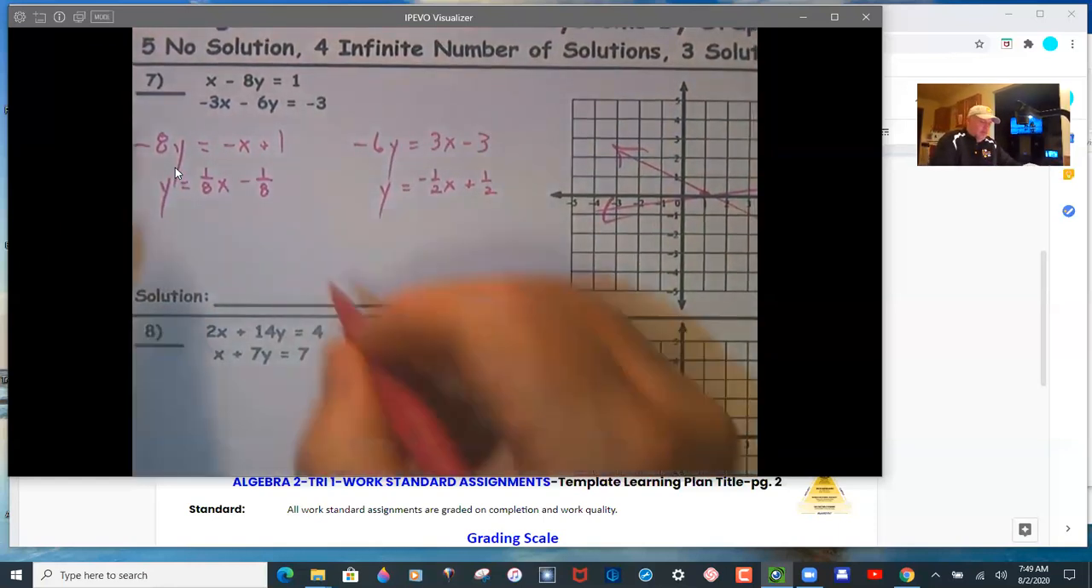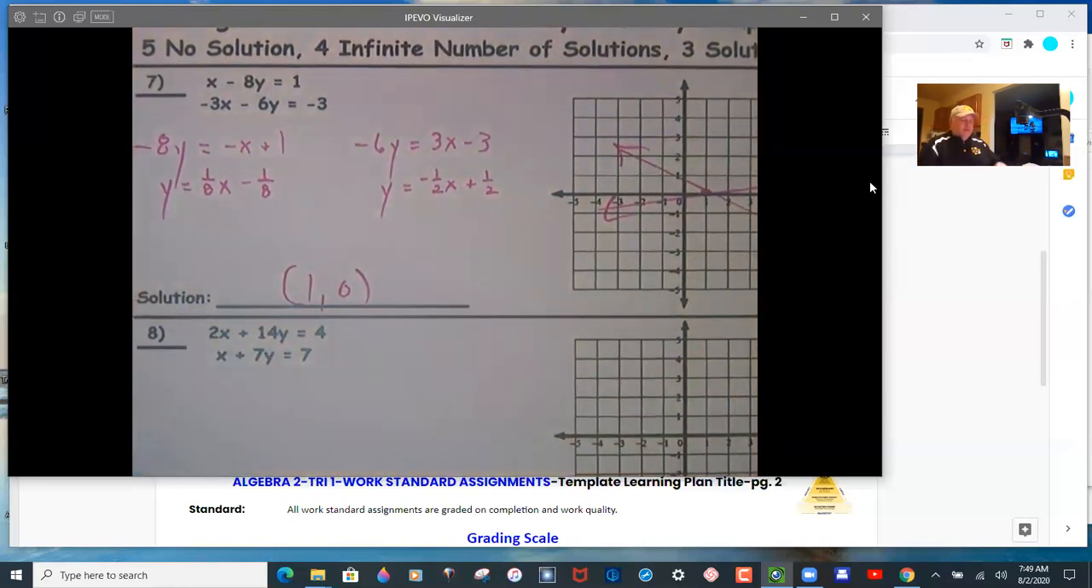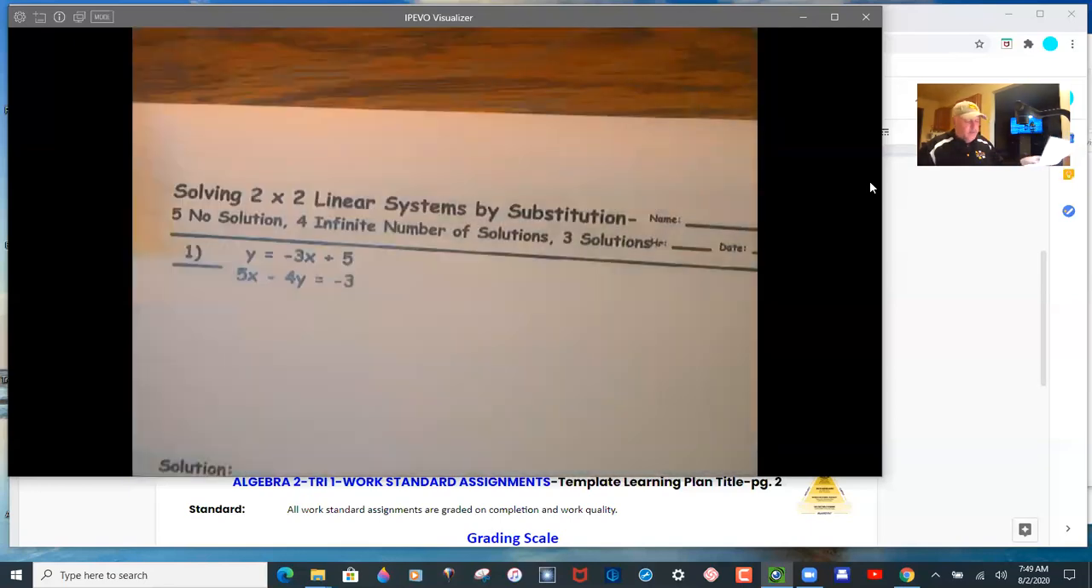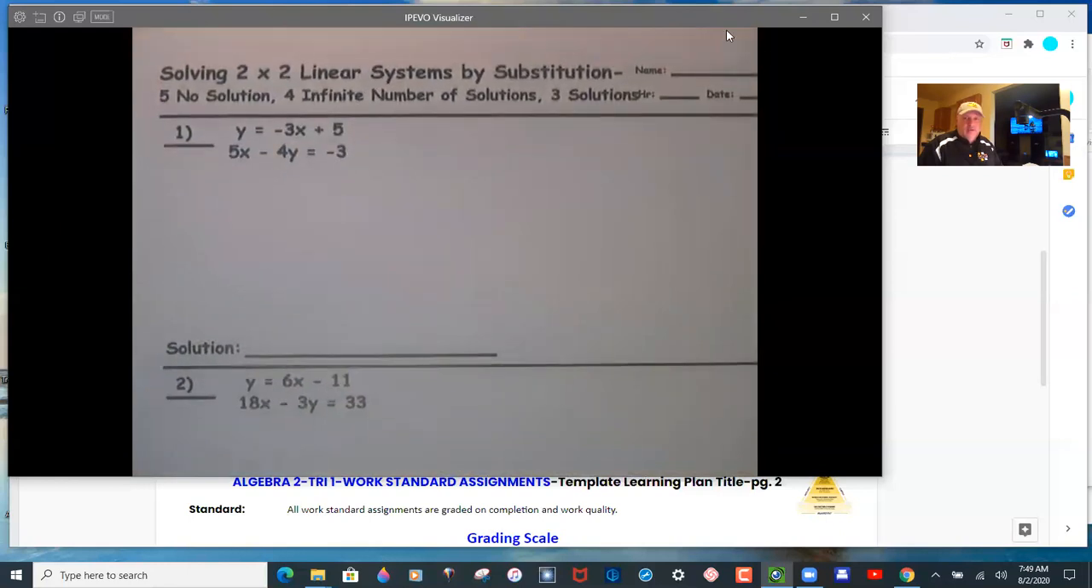Okay, so solve 1, 0. There it is. Okay, so 1 each on this, and that takes us into the next. So I don't care how much you use the app, but show your work on at least 1 in each of these sections.